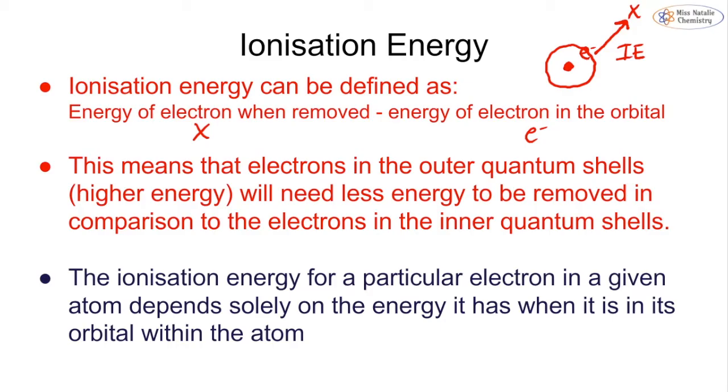So this means that if we have electrons that are in the outer quantum shells, they are going to have a shorter distance between the electron and this point of X. So that's going to require less energy. The closer the electron gets to the nucleus, the further away it is from this point X where there's no longer an attraction. So the outer electrons require less energy in comparison to the electrons in the inner quantum shells. And the ionization energy for any particular electron will depend solely on the energy it has within the orbital.